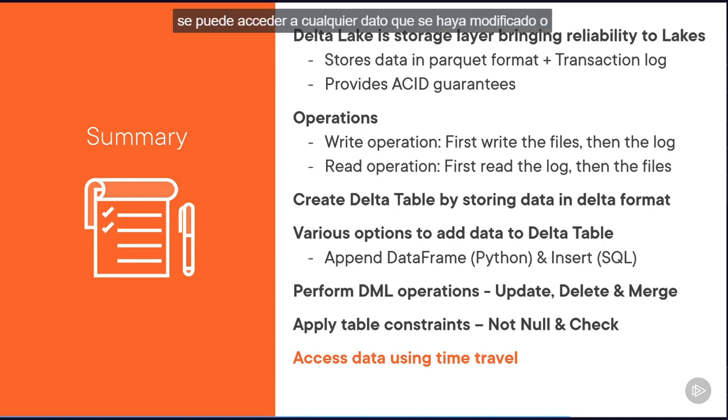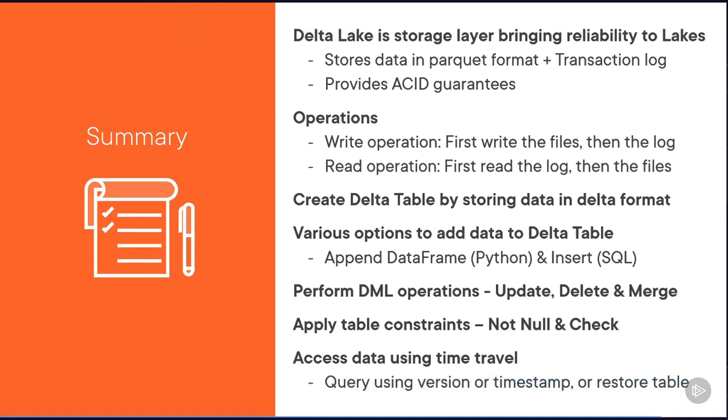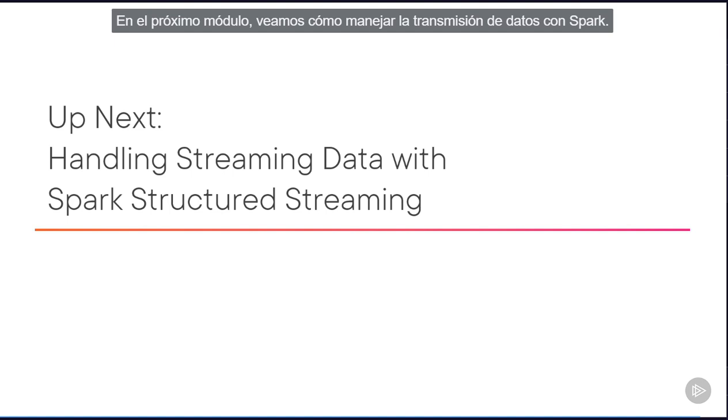And finally, any data that has been modified or deleted can be accessed using time travel. This can be done using version number or timestamp. In fact, we can even restore the table to a previous state. So that's how we can build a reliable data lake using Delta Lake. In the next module, let's see how to handle streaming data with Spark.